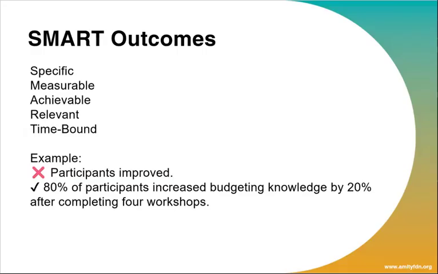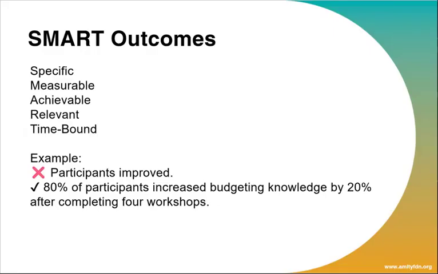Now that we understand the difference between outputs and outcomes, let's talk about how to make our outcomes stronger and easier to evaluate. One helpful framework is SMART: specific, measurable, achievable, relevant, and time bound. Think about the difference between saying participants improved, improved what, by how much, and when. That's where a SMART outcome gives us much more clarity. Instead, you could say 80% of participants increased their budgeting knowledge by 20% after completing 4 workshops. Now we know who, what, how much, and when.